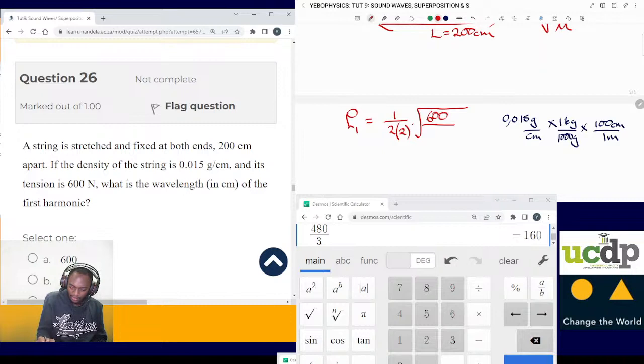We can cancel out 2 zeros there, 2 zeros there, kg. Oh, sorry, kg is the one that is remaining. This gram is going, this gram is going, this centimeter is going, that is going. So our value is divided by 10. So that becomes 0.0015 kg per meter. And we punch that.